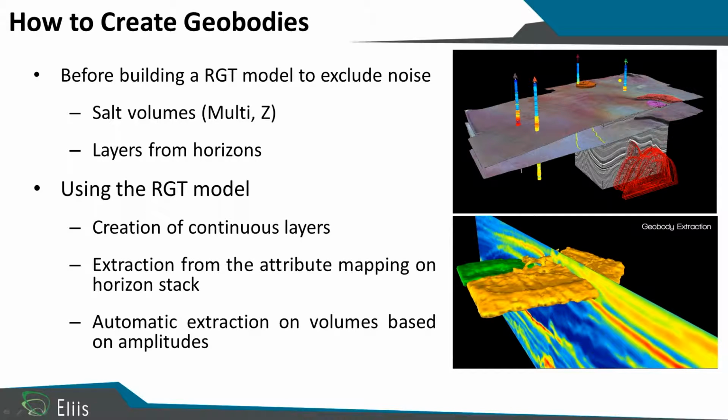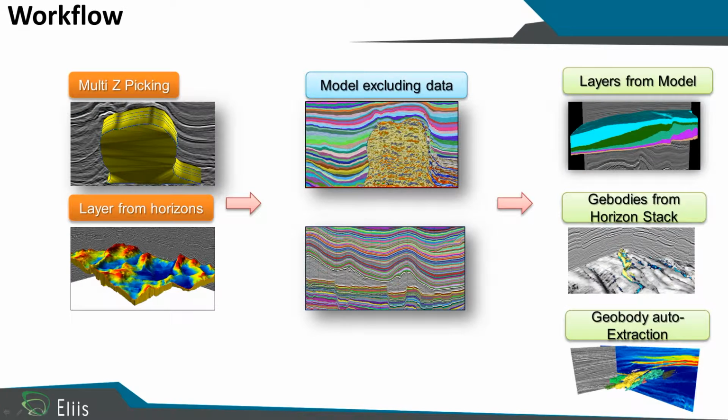In this video, we'll see how to create geobodies before building a relative geological time model in order to exclude noisy areas. Multi-Z objects such as salt volumes or layers from horizons can be created. We'll see how to use the relative geological time model to create continuous layers and to extract geobodies directly from amplitude maps or from amplitude volumes.